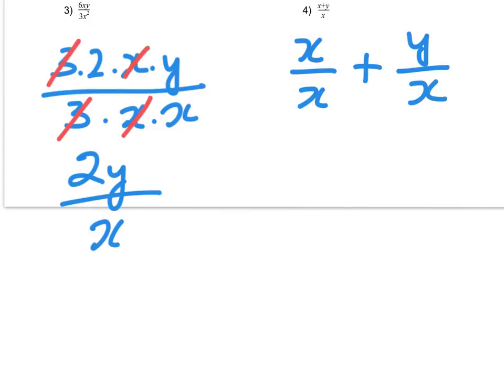Now if you look here, x divided by x cancels out, it leaves you with 1. Y over x, nothing cancels, it just stays as it is. So it's 1 plus y over x.